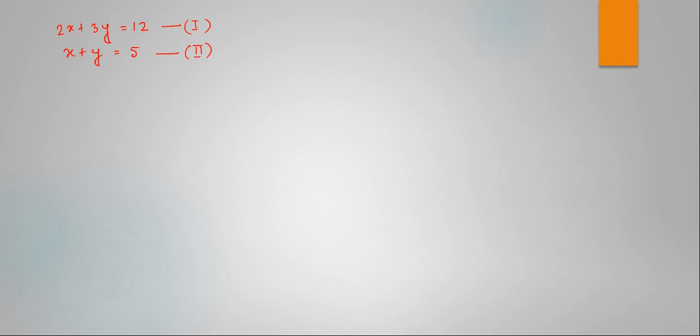For solving by the method of cross multiplication, first we have to make the equations in a way so that the right hand side will be 0. So first equation can be written as 2x plus 3y minus 12 equal to 0, and the next equation can be written as x plus y minus 5 equal to 0. So in this way we have to write the equations at first so that the right hand side will be 0. Okay.